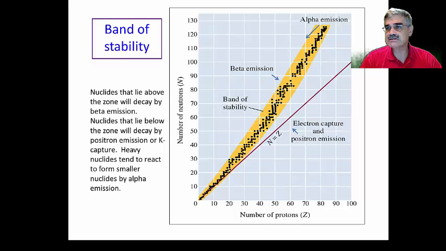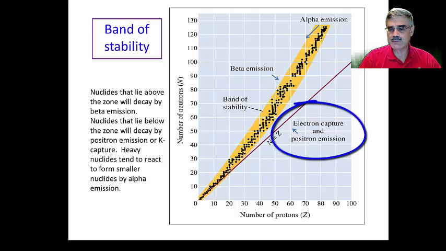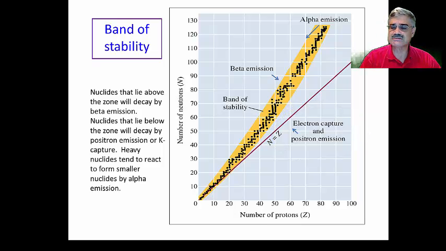Now, beta emission essentially is a neutron converting to a proton. So it's sort of a step downwards and to the right. Any isotope in the region below the band of stability will undergo another type of nuclear decay reaction, which we haven't explained, but trust me, there are other kinds of nuclear reactions called electron capture, what we call K-capture, or positron emission, to try to approach the zone of stability from the other direction. In an electron capture or positron emission, essentially a proton is being converted to a neutron.